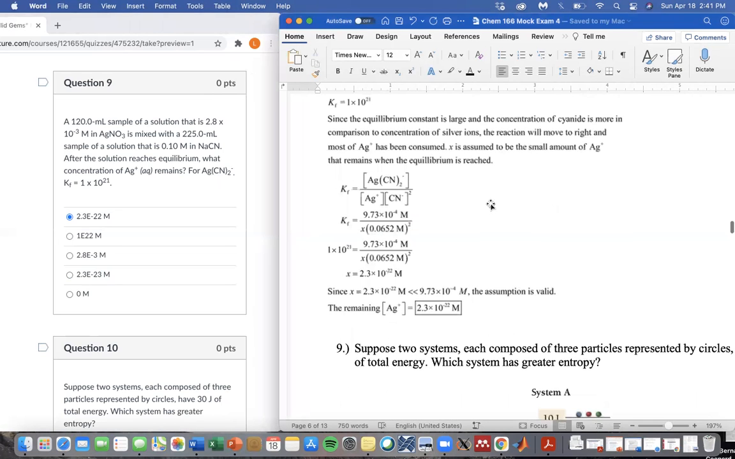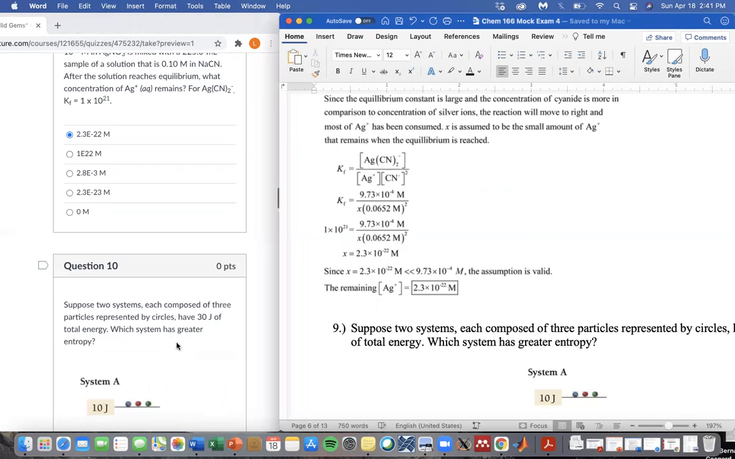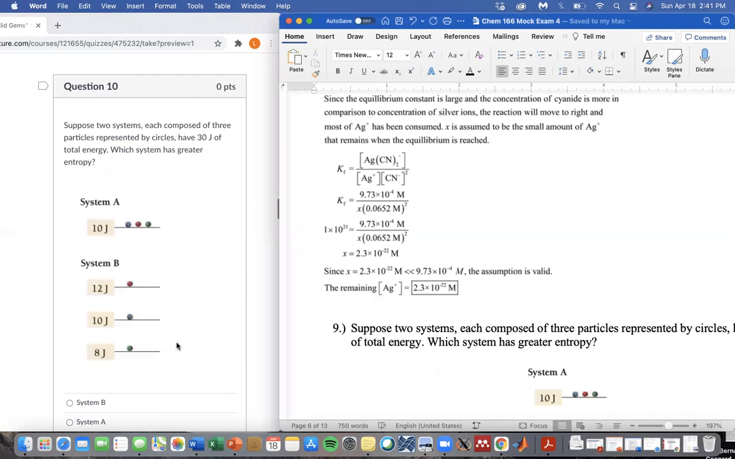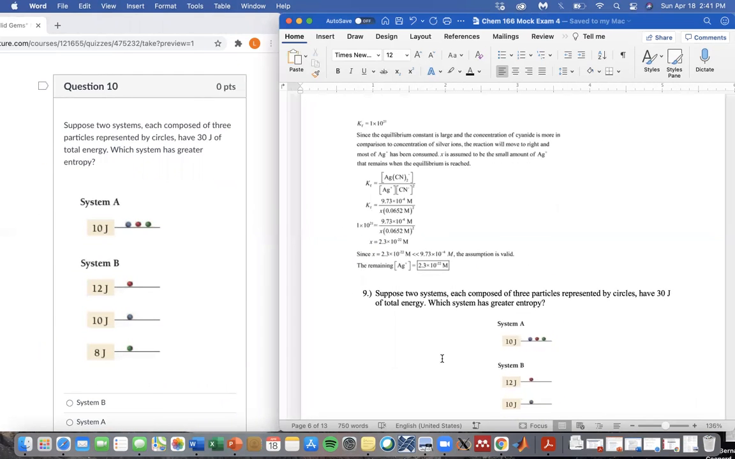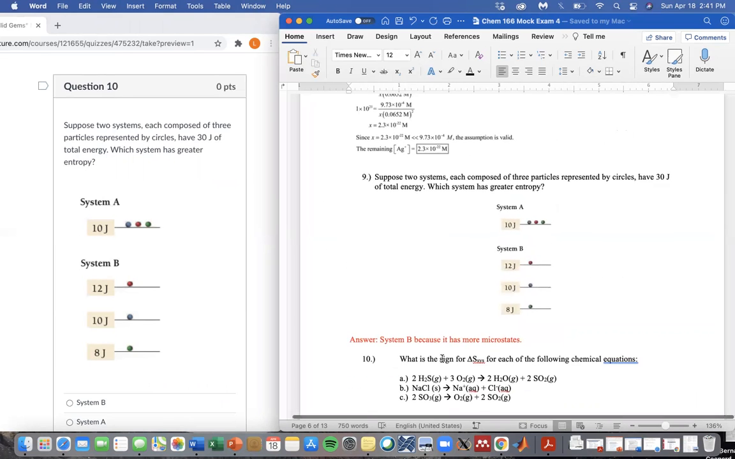No, it makes sense. Okay. So now we're going to get into entropy and delta G and all of that.